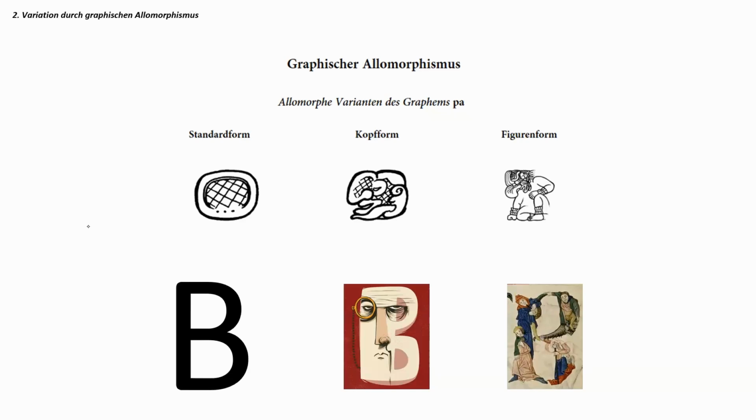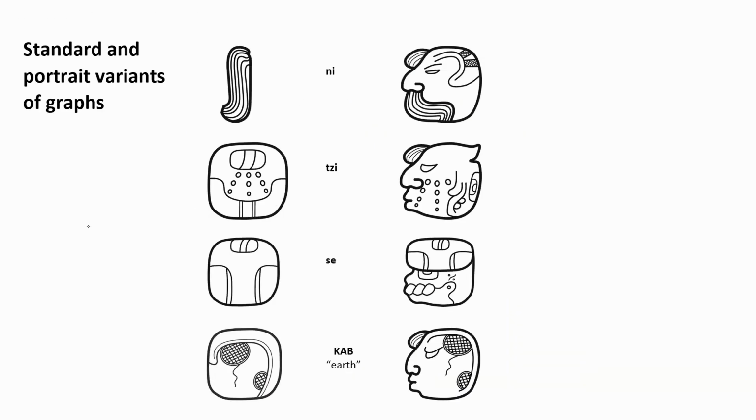We have in Maya writing a so-called standard form of the hieroglyph. We have the portrait variant. So this glyph can be spelled in the shape of a human head, or as a full figure hieroglyph. You compare it here: the B in a human head, the B spelled with human bodies.